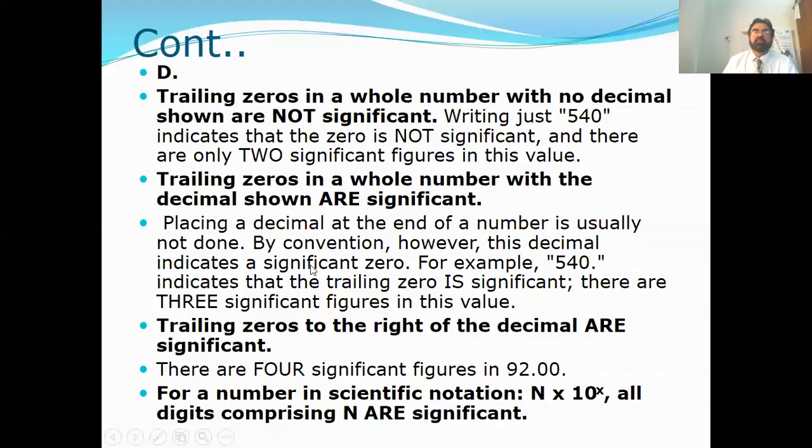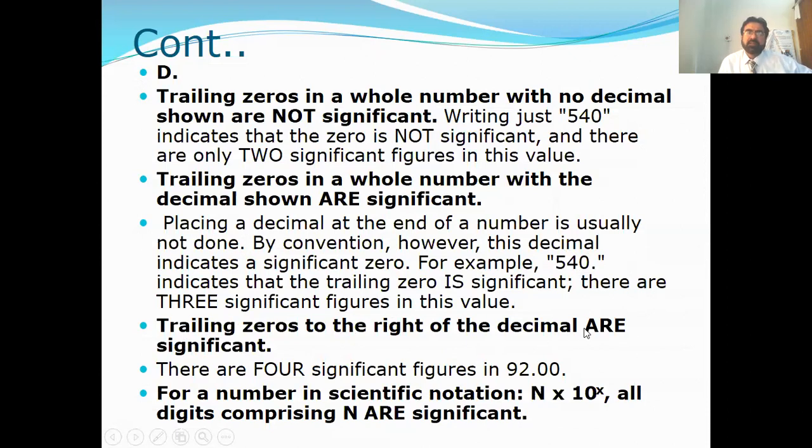Placing a decimal at the end of a number is usually not done. By convention, however, this decimal indicates a significant zero. For example, 540 point indicates that the trailing zero is significant. There are 3 significant figures in this value. If you remove this decimal point, then there are only 2 significant digits, 5 and 4, and the 0 will become non-significant. But if you put a decimal at the end, then the 0 will be considered a significant 0. 3 significant figures in this value.